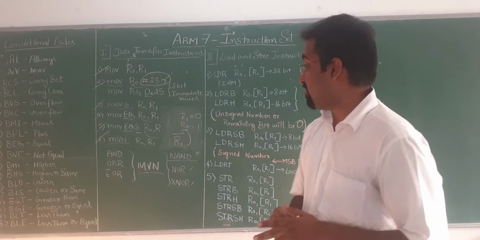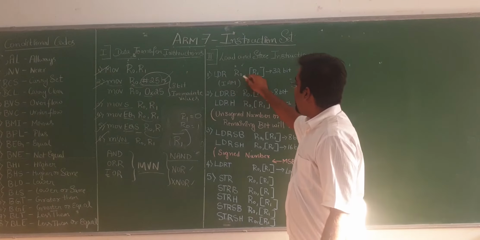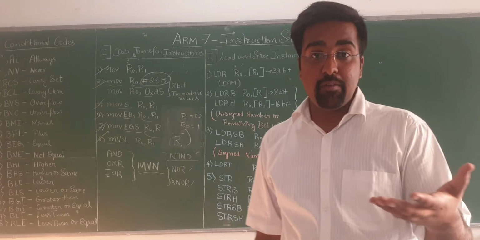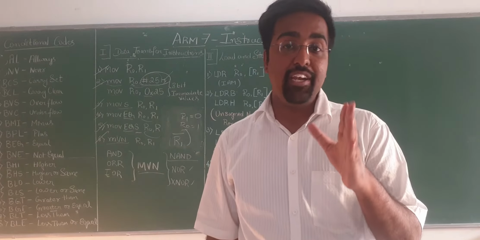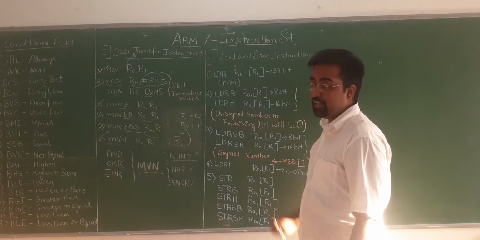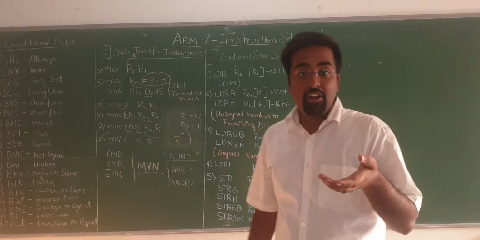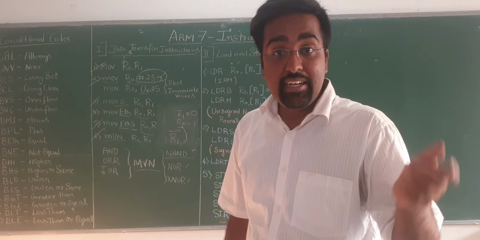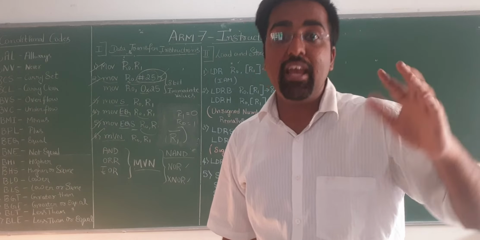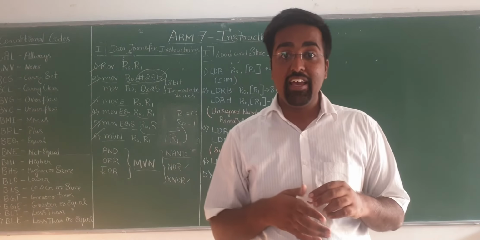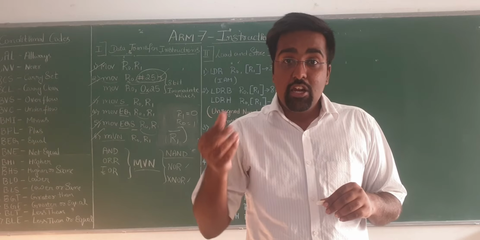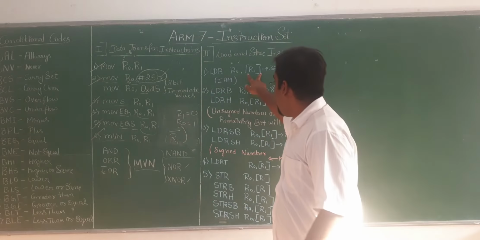In the load store instruction LDR R0, [R1], who gets what? Which type of addressing mode is it? Since I have square brackets around R1 here, it is register indirect addressing. R0 gets the content at the location pointed to by R1. I'll repeat it again: R0 gets the data at the location pointed to by R1.